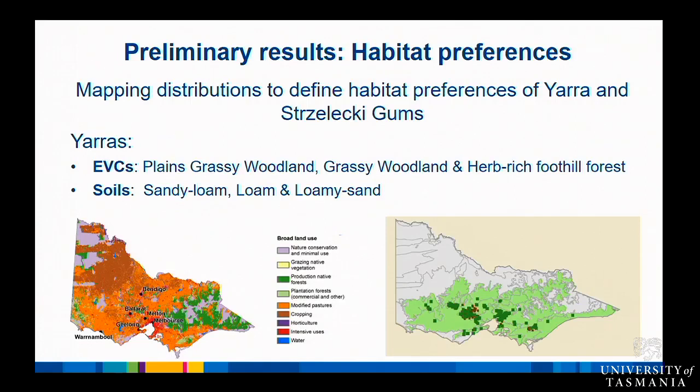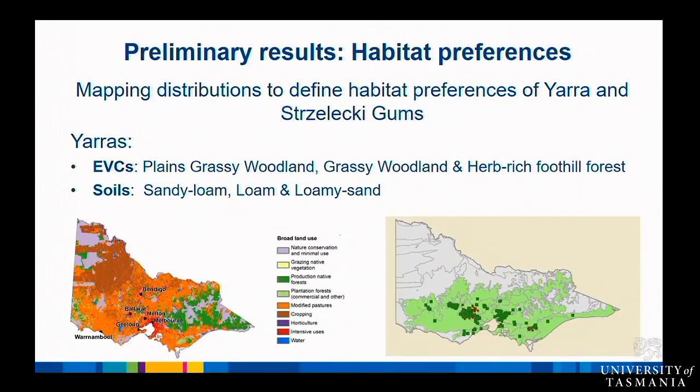So mapping these distributions to define habitat preferences has been going really well. We've found that yarra gum, this is just yarra gums by the way, I've only just started Strezzies, really prefer the plains grassy woodland and herb-rich foothill forests EVCs, and they really prefer sandy loam and loam sand soils, which are their favourite. And these are the exact same areas which have most commonly been used for agriculture, urbanisation and mining.